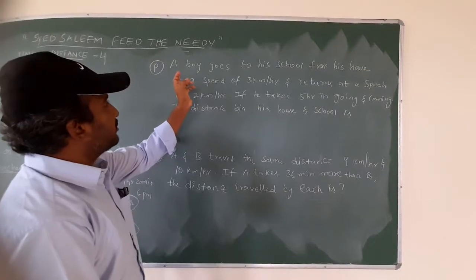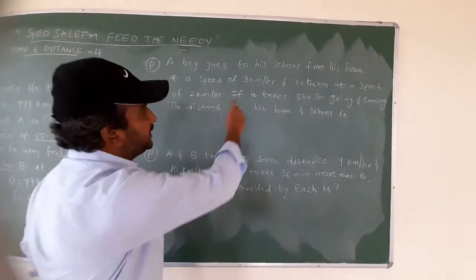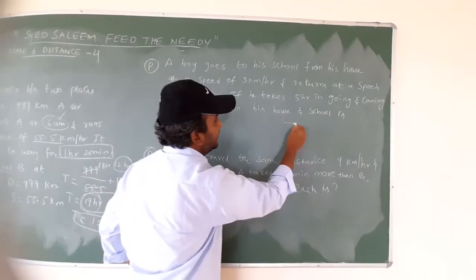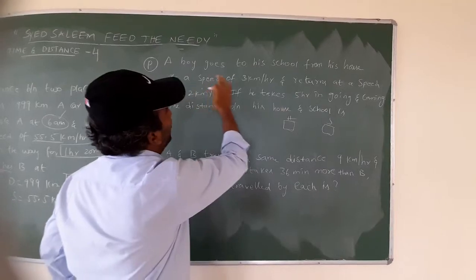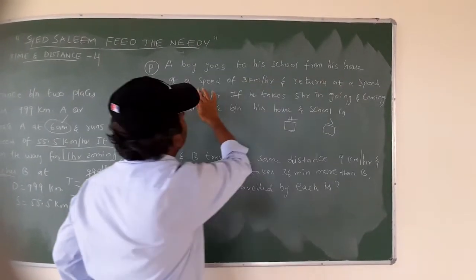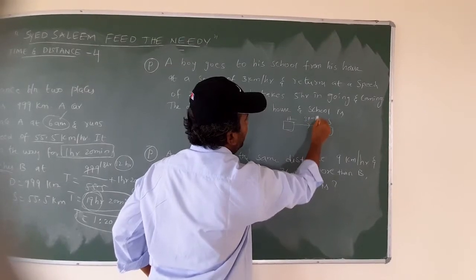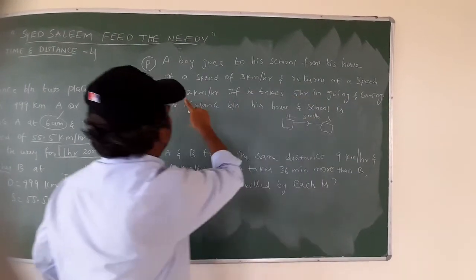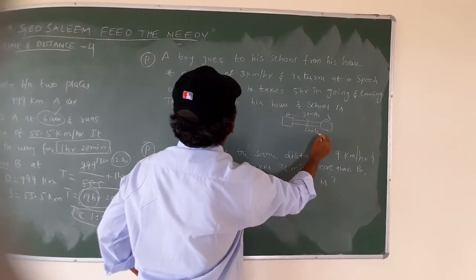Okay, now coming to problem number 4. A boy goes to his school from his house at a speed of 3 km per hour. Let us consider this is the house, this is the school. A boy goes to his school from his house at a speed of 3 km per hour, and returns at a speed of 2 km per hour.